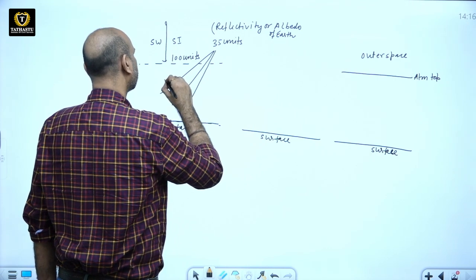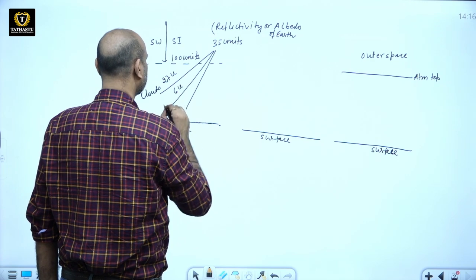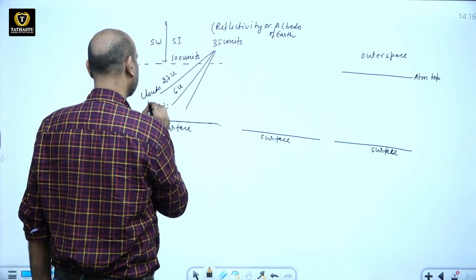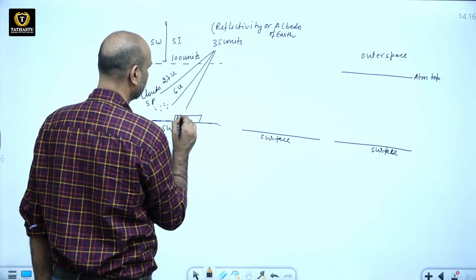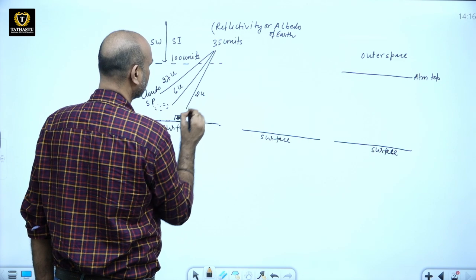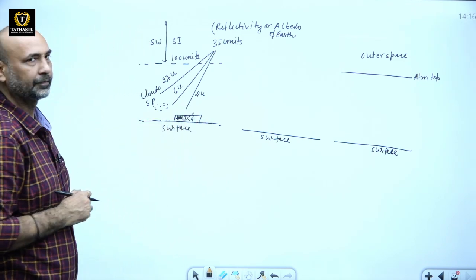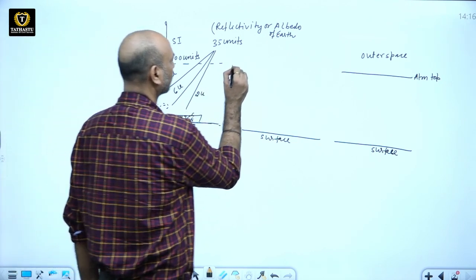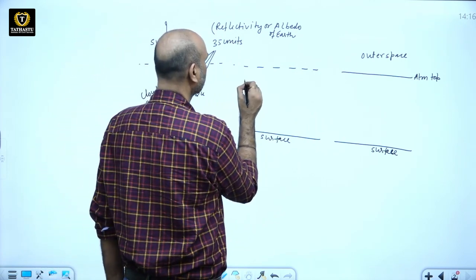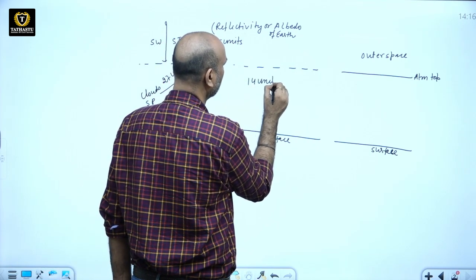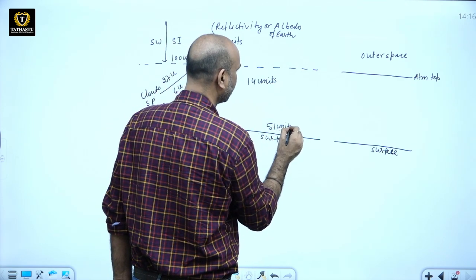Out of 35 units, 27 units are reflected by clouds, 6 units by suspended particulates, and 2 units by ice caps and glaciers on the surface of Earth. Remember that. How much is left? 65 units. Out of 65 units, 14 units are absorbed by atmosphere, 51 units are absorbed by surface of Earth.